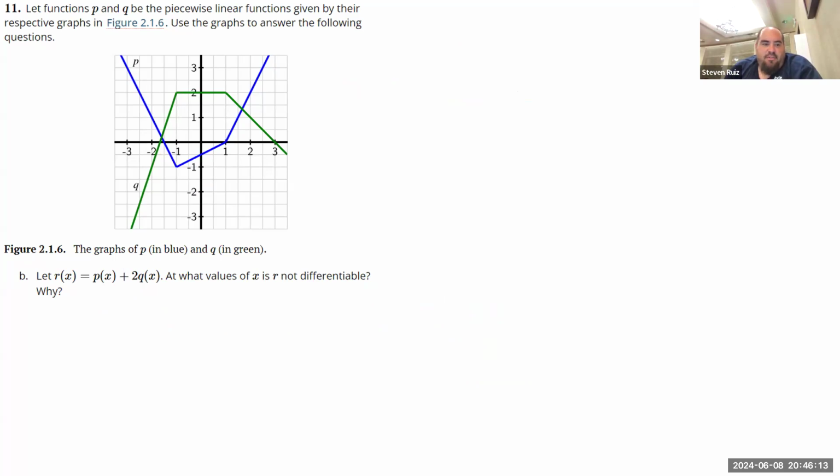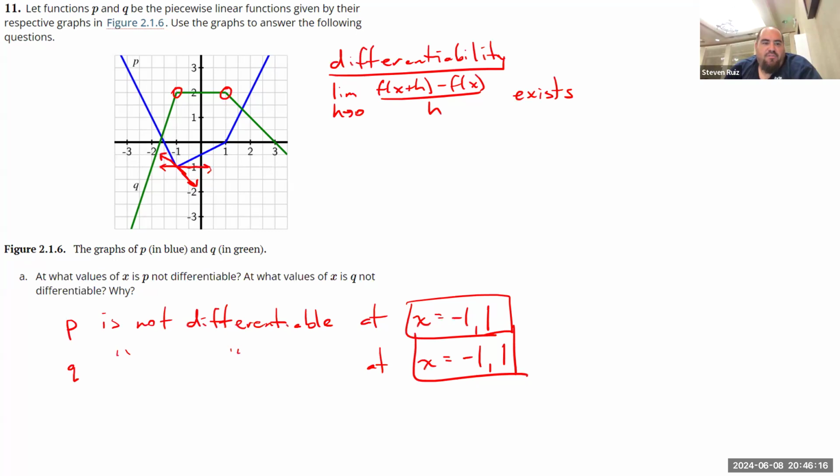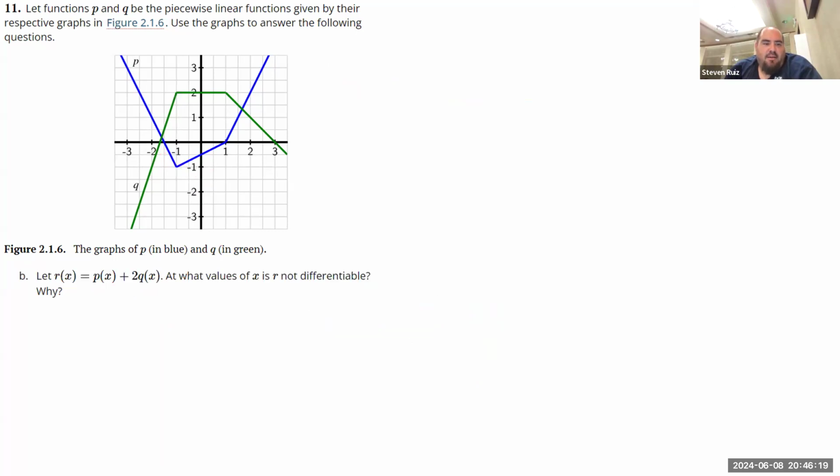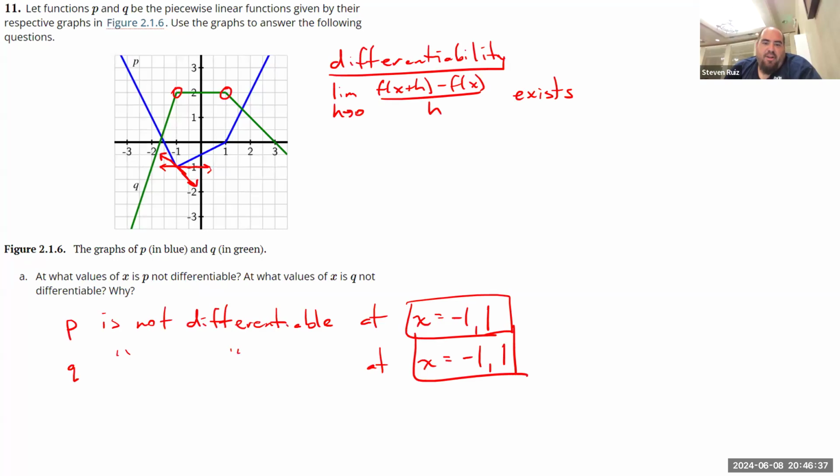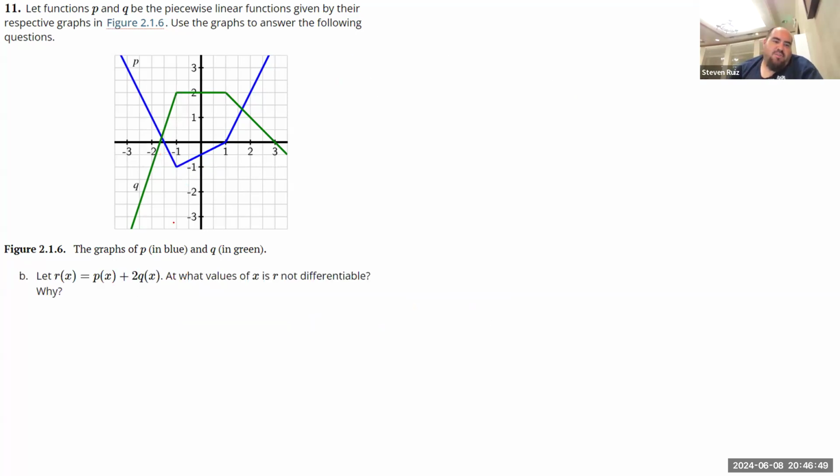That's going to depend on where P and Q fail to be differentiable. Since R is a sum of some kind of combination of P and Q, for R to be differentiable, I need P and Q both to be differentiable. If only one of them fails to be differentiable, then R also fails to be differentiable. If we go back and revisit the points we found, there are no points where exactly one of P or Q is not differentiable. They're both not differentiable at the same points, which means R is not differentiable at these points as well.